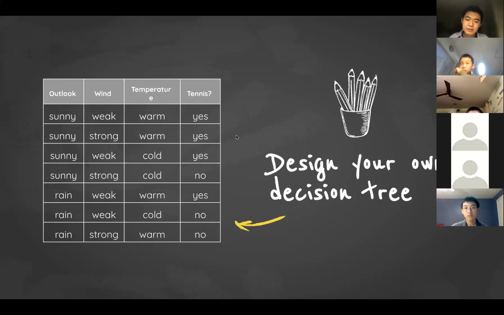Someone asked the question: can the root node be any of the 3 features? Yes. I want you to use a different feature. It doesn't just have to be outlook. It can be wind, temperature, and yeah, it can't be the label though, right? The label is going to be the answer.